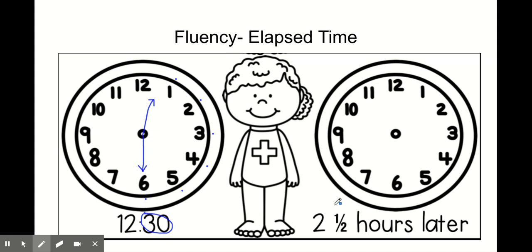But now we need to adjust it 2.5 hours later. Well, if I'm going to do 2.5 hours later, I know that 30 minutes is half an hour. So I'm going to start where my minute hand is and move it 30 more minutes. Remember, we're counting by fives, starting at the 6. 5, 10, 15, 20, 25, 30 more minutes would put my minute hand at the 12.